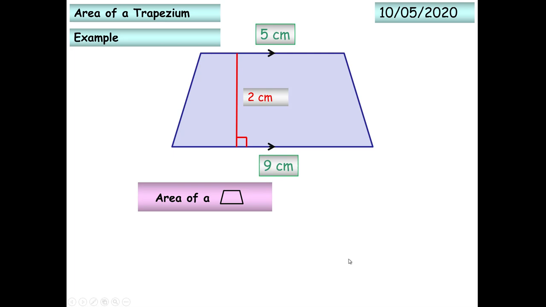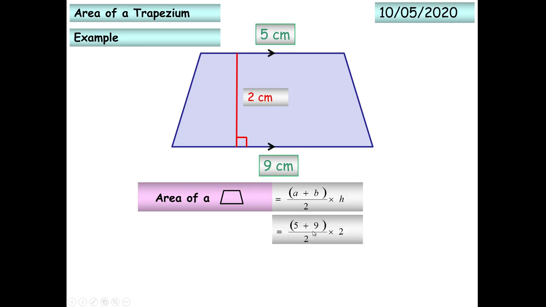Good. Always writing the formula. Always write the formula. So the area of the trapezium is A plus B over 2 times H. A is 5, B is 9, and the perpendicular height is 2. So we put that in the formula, equals 5 add 9 over 2 times 2. 5 add 9 is 14 over 2 times 2. Half of 14 is 7. 7 times 2 will give me 14 centimeters squared.